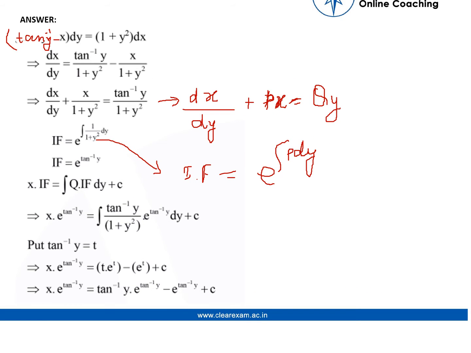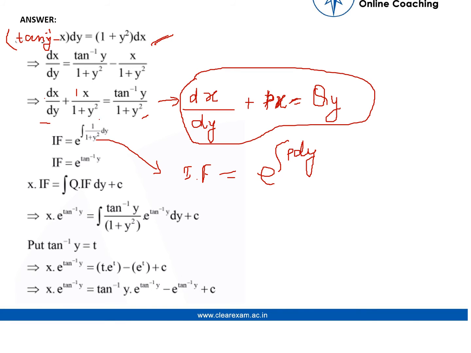Now coming to the solution, we are given this equation, so we will simplify it, and upon simplification we got dx over dy plus x upon 1 plus y square equals tan inverse y upon 1 plus y square. So this equation is of the form dx over dy plus Px equals Q(y), and upon comparison you can see that the value of P is 1 upon 1 plus y square.